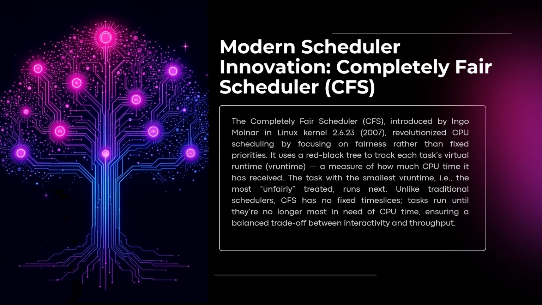Modern scheduler innovation, CFS. Modern systems like Linux use the Completely Fair Scheduler, or CFS, introduced by Ingo Molnar in 2007. CFS focuses on fairness rather than fixed time slices or static priorities. It uses a red-black tree to track each task's virtual runtime, a measure of how much CPU time it has received. The task with the smallest runtime, meaning it has been treated most unfairly, runs next. This design ensures balanced CPU distribution and keeps the system responsive for all tasks, from background processes to interactive apps.